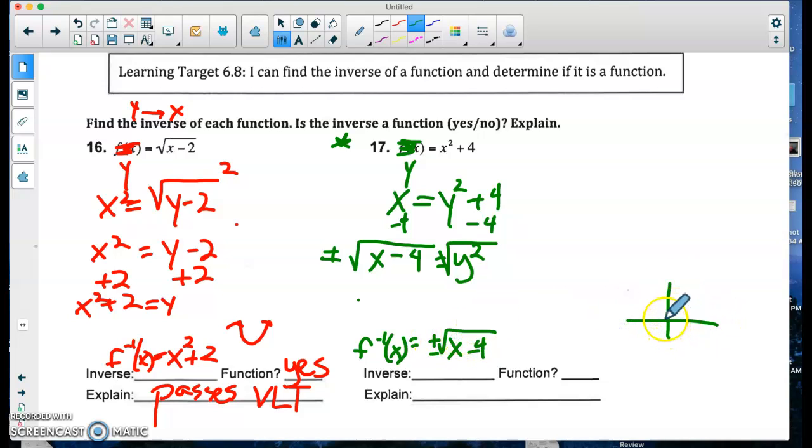Now, because we have the plus minus, if I were to put a graph on this, reminder, we've done this in this chapter, a square root graph looks like this on the positive side, but on the negative side it looks like this. So if I were to run a vertical line through this, it is going to fail. So this one is no, it is not a function. It fails VLT.